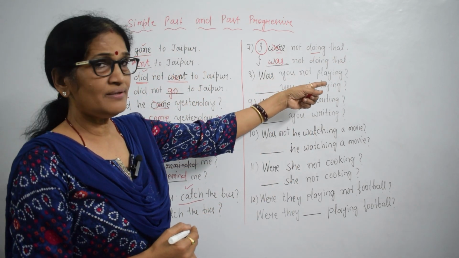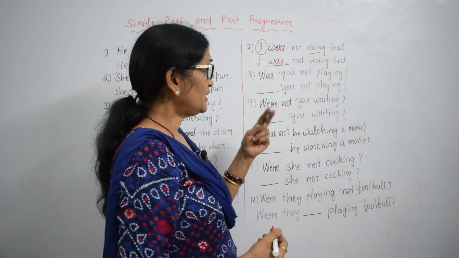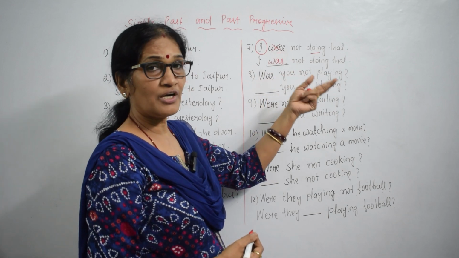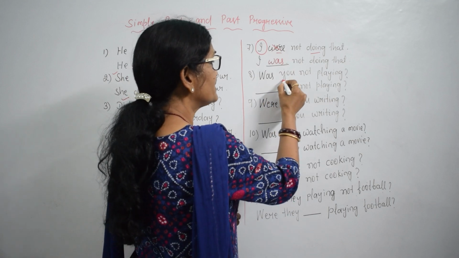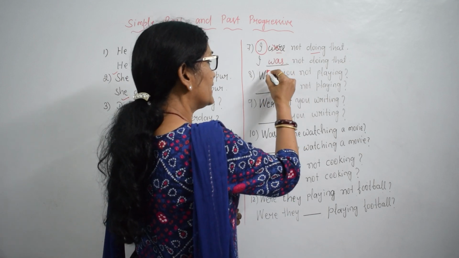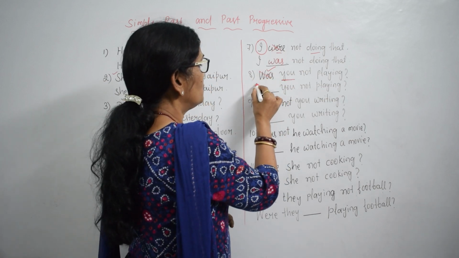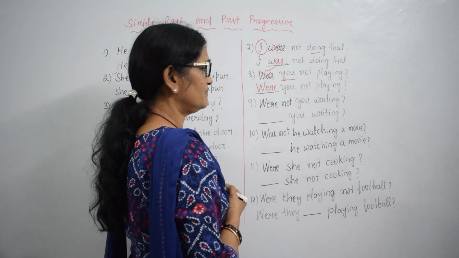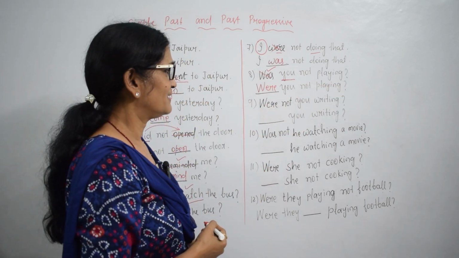Was you not playing? This is a negative interrogative. Was you playing, or was you not playing? Understand? So what will it be? The subject is you. You agrees with were, not was. So, were you not playing?